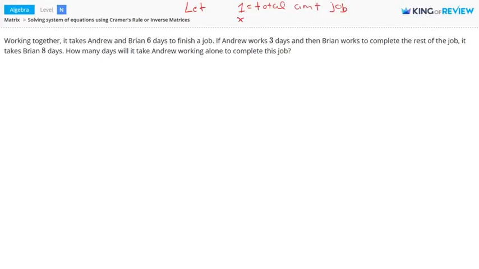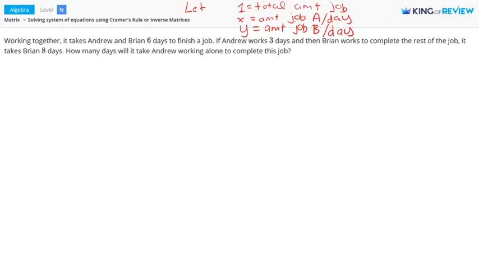And let x equal the amount of the job that Andrew can do per day. And for y, let y equal the amount of the job that Brian can do per day. So now we've set up what our variables are. Now we need to piece together 2 equations for this.